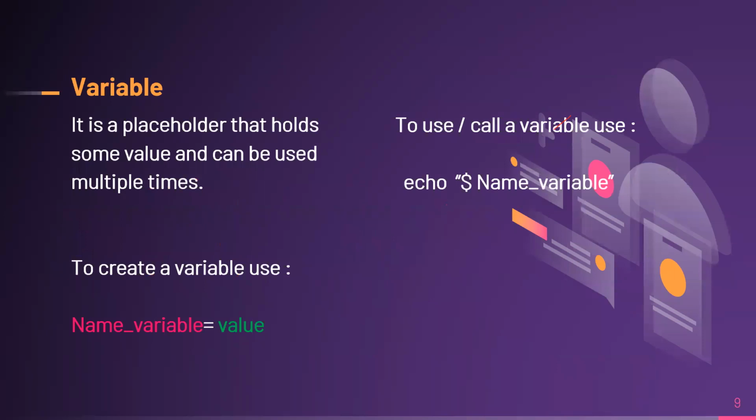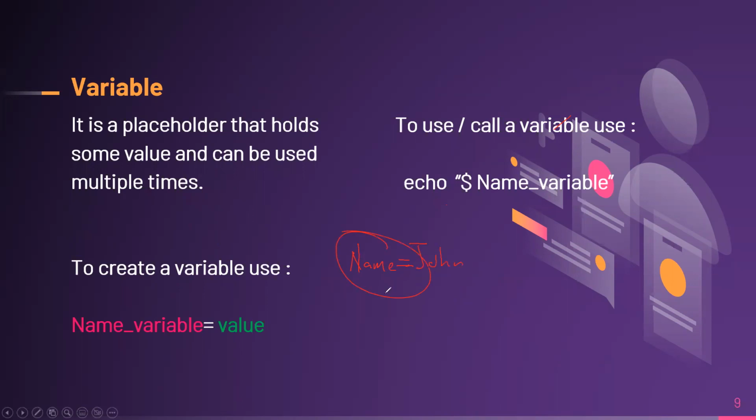So let's quickly look at variables. When we talk about variables, we're talking about containers or placeholders that would be used to do multiple tasks, or we can call it multiple times. So for example, the name of a person, so we can say name, and then we assign the name of the person, let's say John.